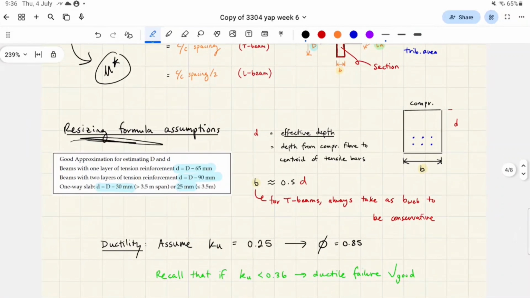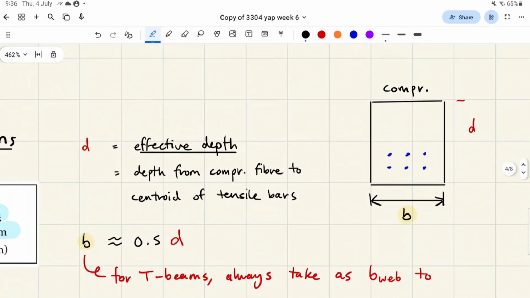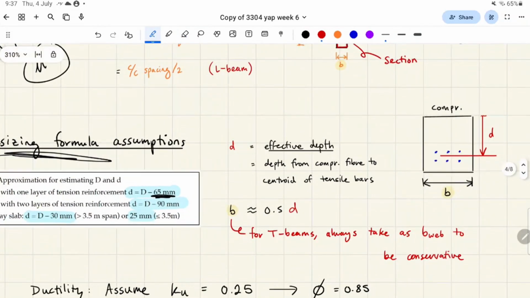So this is to do with the cover. Sorry, I have to explain what effective depth is. Effective depth is from the compressive layer to the centroid of the tensile fibers. If we have 2 layers of tensile fibers, where do you reckon this is? I'll guess between the 2 tensile bars. Very good, perfect. So it's not at the outer layer or the inner layer, it's in the middle. And of course, if you have 3 layers, it's in the middle of the middle layer.